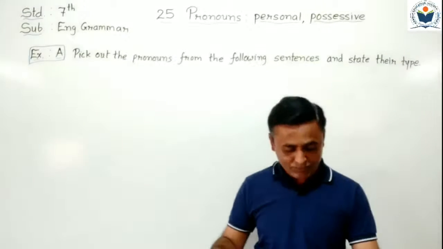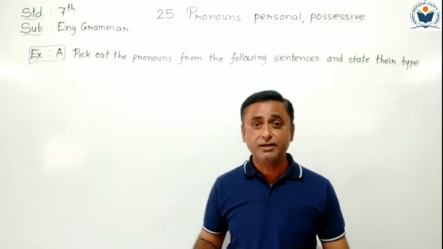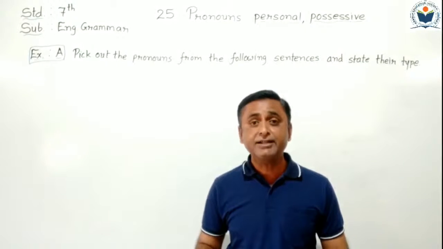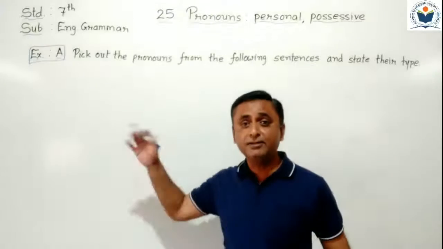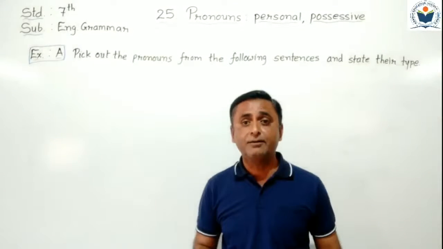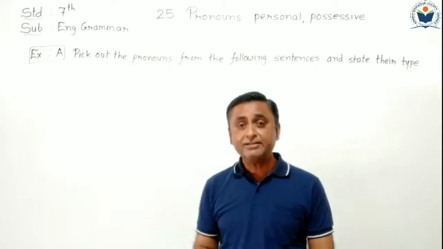Open your grammar textbook, page number 82. Exercise A. We have to understand it. I read the question sentences from the textbook and I write the answers here. As I write on the board, you have to complete it in your grammar textbook with a pencil. Okay? Understand, students? So pay attention now.